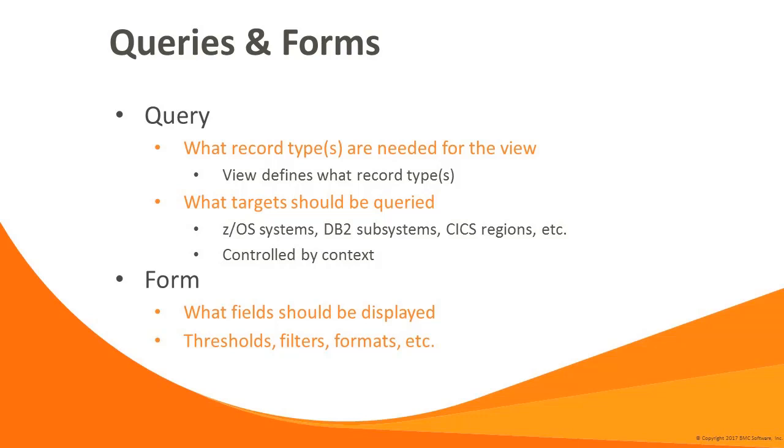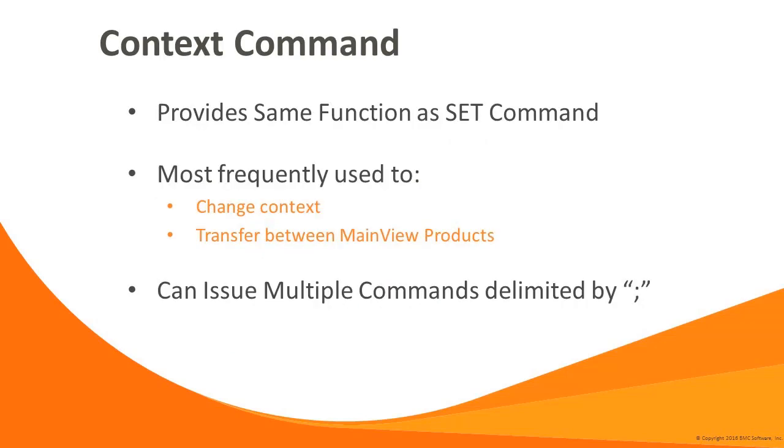The form defines what fields to include and how they should be displayed. These include things like thresholds, filters, and the formatting of fields. The context command, or con, is one of the most commonly used commands in MainView. The context command provides the same function as the set command, but it's issued directly on the command line, whereas the set command displays a pop-up where values are entered into fields.